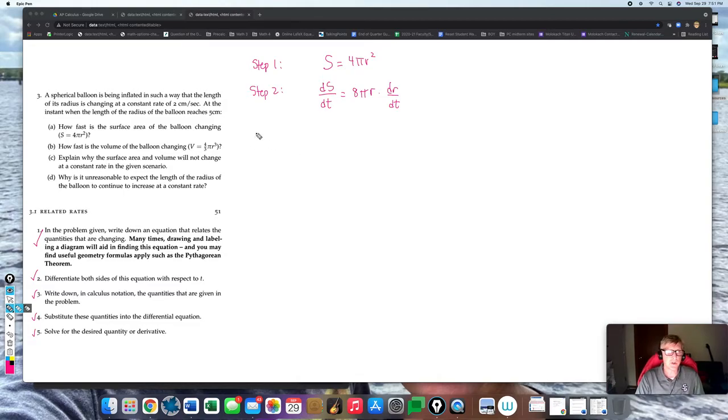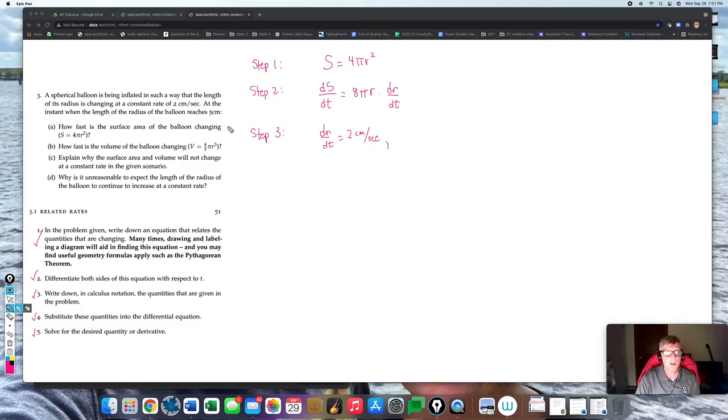So I'm sorry, I should have paused a little bit to give you a chance to work that out on your own. Step 3. You can pause this if you want. See if you can work ahead. Okay. Write down in calculus notation the quantities that are given. So we know what's given in the problem is that the radius is changing at a rate of 2 centimeters per second. So we know that dr dt is 2 centimeters per second.